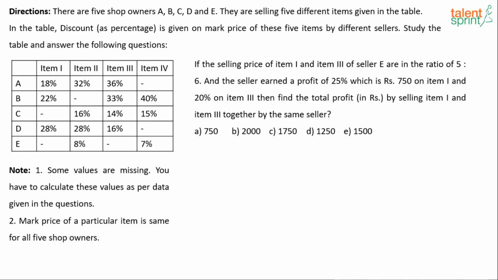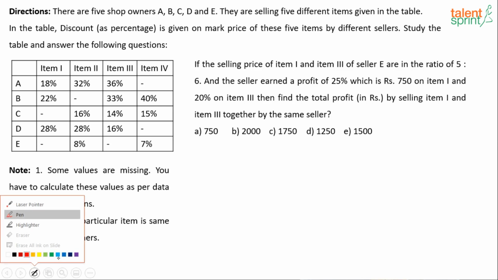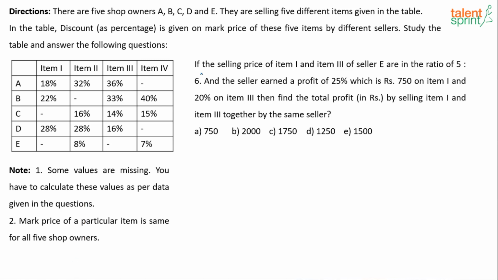Let's look at the question that you have on the screen now. All of you must have tried this already. What does it say? If the selling price of item 1 and item 3 of seller E are in the ratio of 5:6. So we are referring to item 1 and item 3 for seller E. Now the percentages are not given. You see, both the discounts are missing. But what we know is selling price is in the ratio of 5:6.